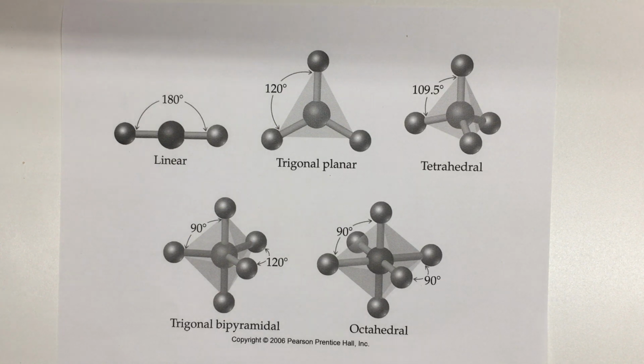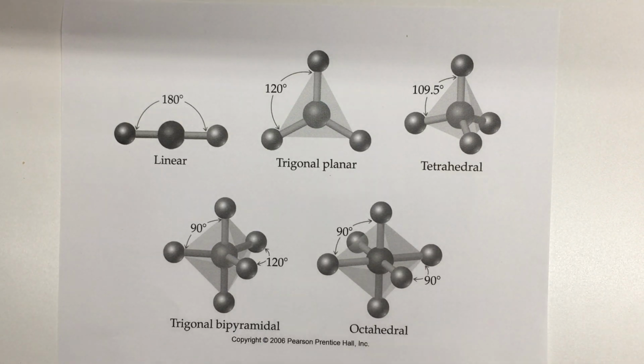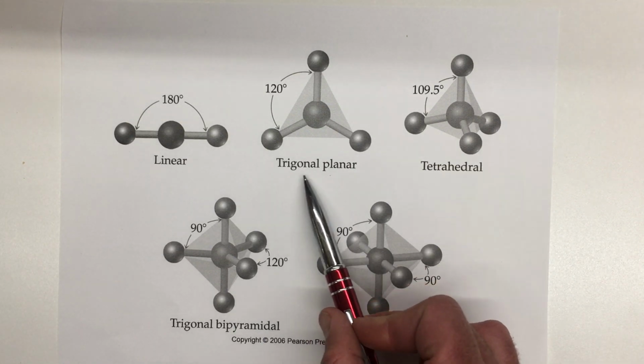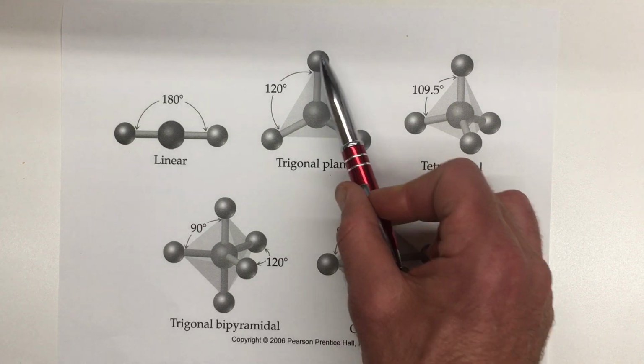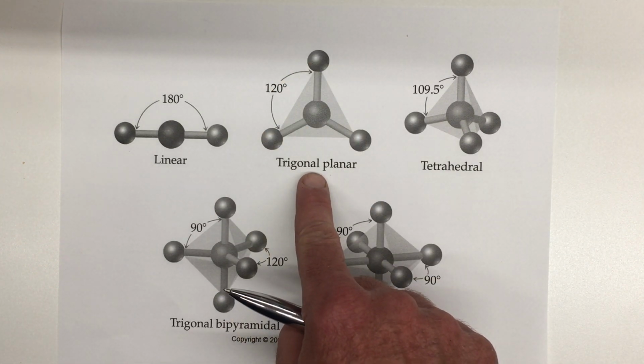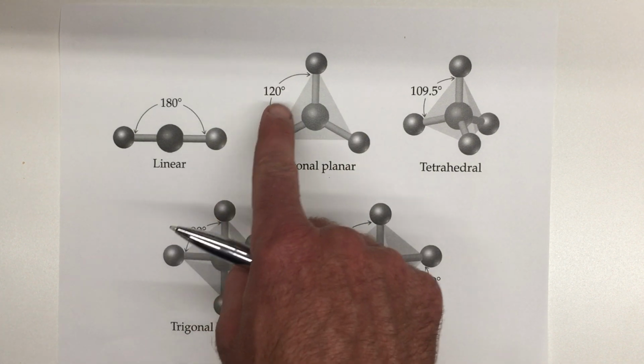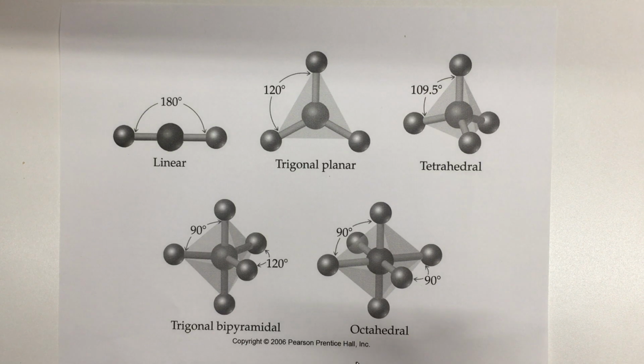To figure out the actual shape, you're going to look at not just how many electron domains there are total, but how many are bonding and how many are non-bonding. Like in this trigonal planar one, if you have 3 and they're all bonding domains, then your electron domain geometry and your molecular geometry are the same. It would also be trigonal planar, and all the bond angles would be 120 degrees.